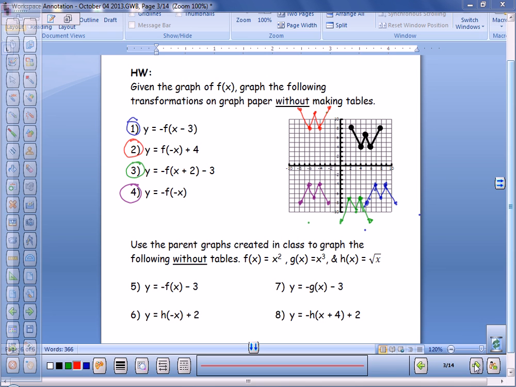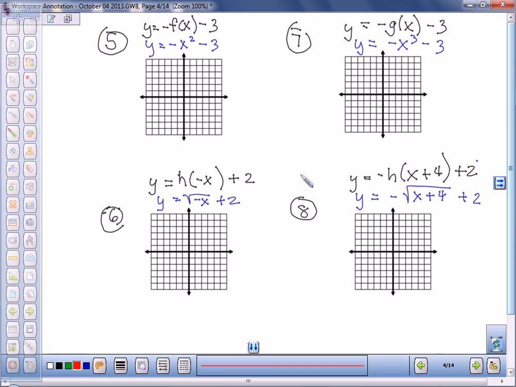All right, now let's take a look at our other functions. These are the other 4 you were asked to do. So the first thing I'm going to do is draw in the parent graph on these. So the parent graph is y equals x squared. So this is what the parent graph would look like for this particular function.